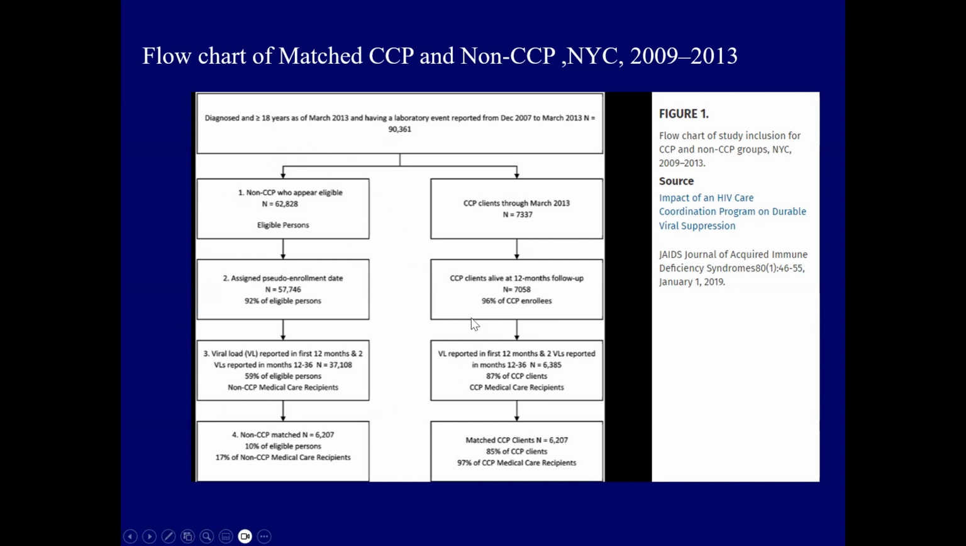In the registry data, applying the steps we explained before, they were able to match the same number of 6,207 people. Among these people, they compared their measured characteristics after the match. All the characteristics were similar between these two groups.